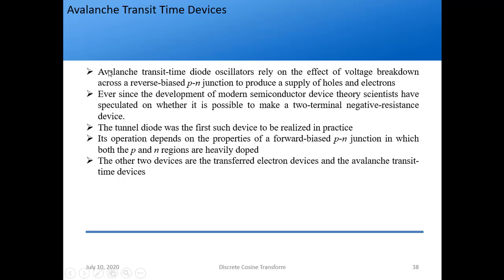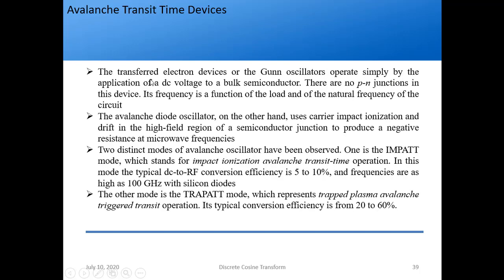That is a problem in cables, but it is used as an advantage in avalanche transit time devices. This breakdown gives a hint of why it is called avalanche. So let's see why it is called avalanche.